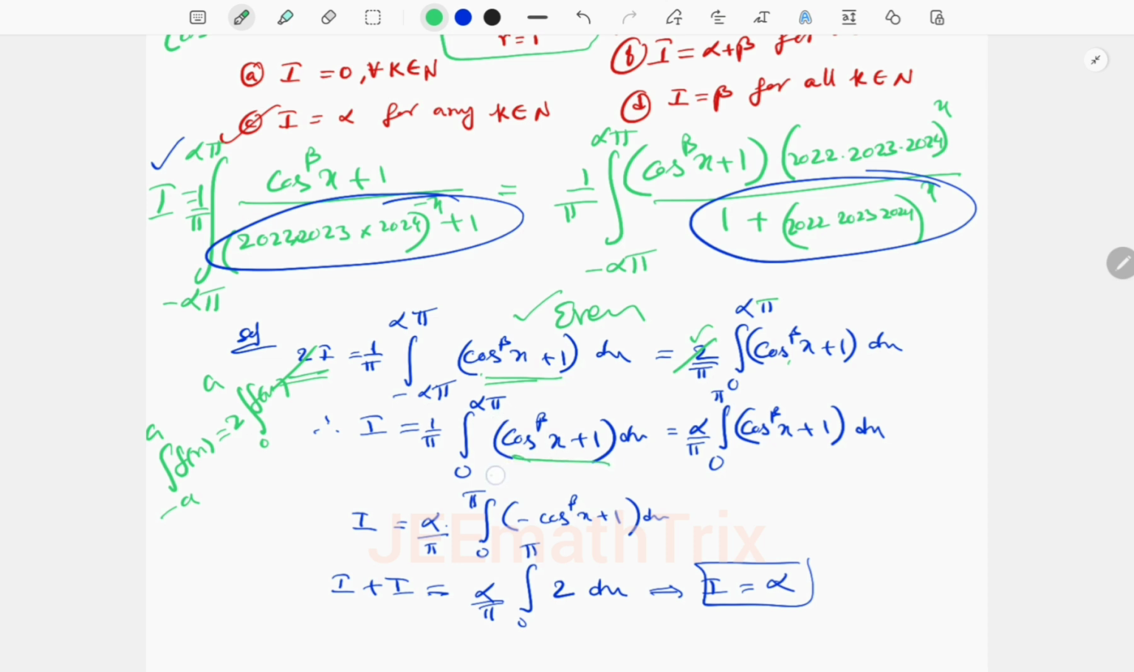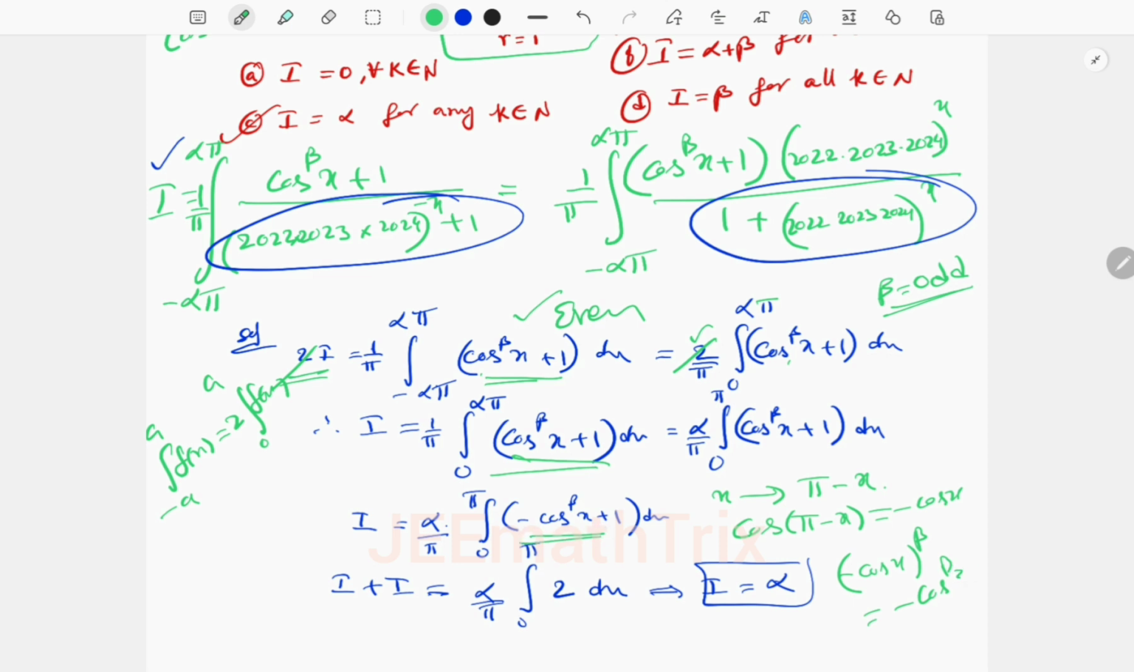Again, since cos x is periodic, cos power beta is also periodic, and beta is odd, so the period is 2 pi only. So we can write it as alpha times the integral from 0 to pi of cos power beta x plus 1, so alpha by pi times the integral from 0 to pi. Now again applying the property x to pi minus x, cos of pi minus x is minus cos x. Since power beta is odd, minus cos x power beta comes out to be minus cos power beta x only.